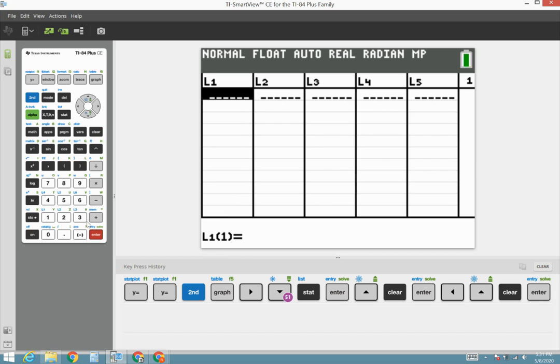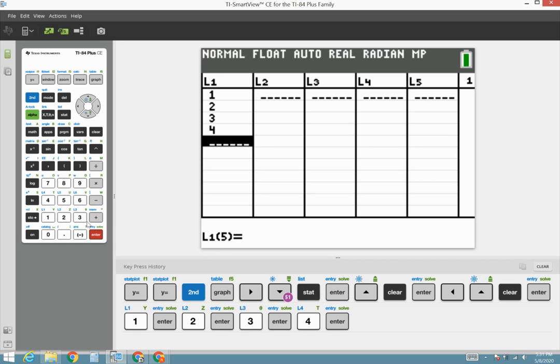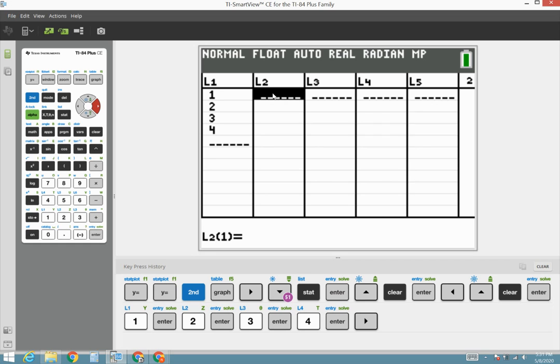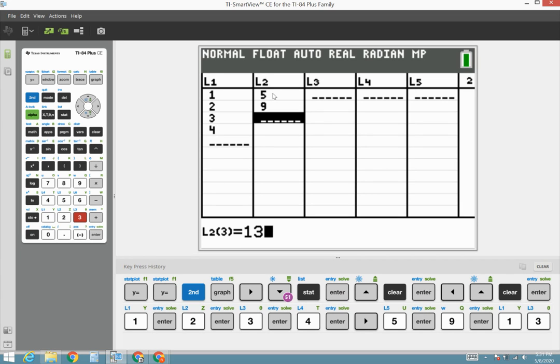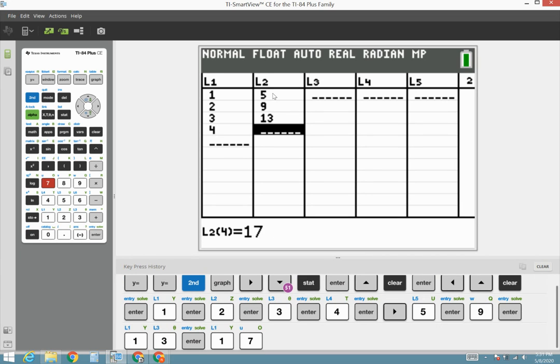Okay, now I'm going to enter the term numbers. It gave me 4 terms, so I have the first term, the second term, the third term, and the fourth term. Those are my term numbers. And now I'm going to enter the terms themselves. The first term was 5, then 9, then 13, and then 17.